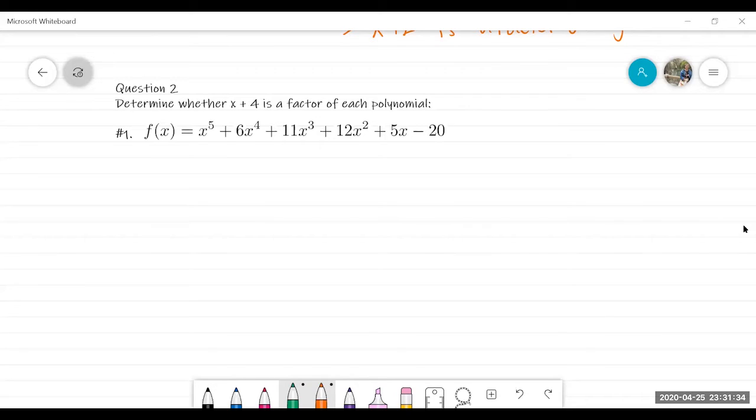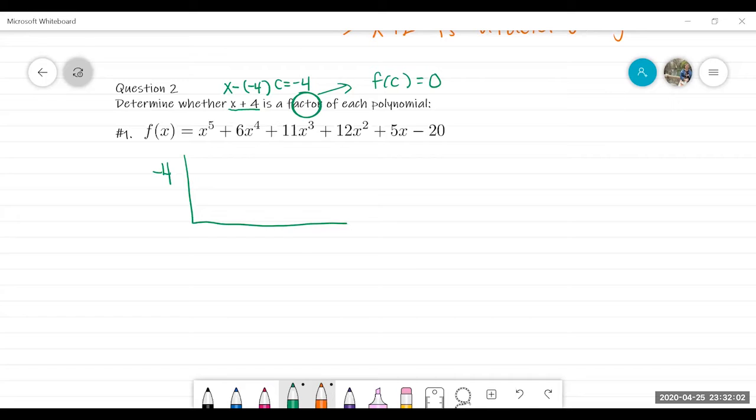Okay, so just like the last couple questions we were looking at, in order to determine if this is a factor or not, what we're looking for is f of that c value needs to be 0. So we're going to use synthetic division to figure that out. Just as a reminder, when it's in this binomial factor form, we're thinking of it as x minus, so we're going to use c is -4 to set this up, okay? So you set up your synthetic division, you have -4, okay?